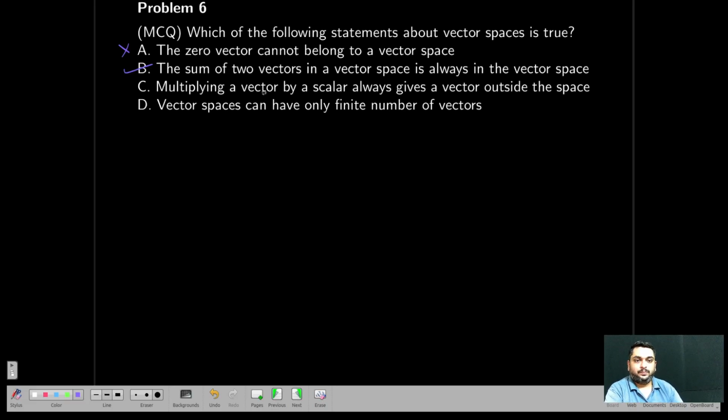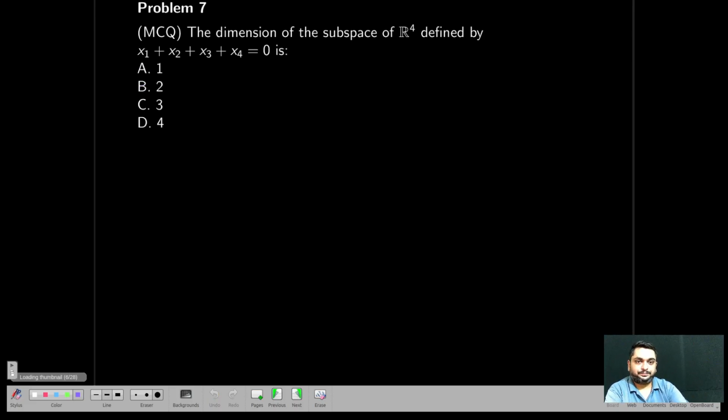Addition is closed. The addition operation is closed under vector space. This is true. Multiplying a vector by a scalar always gives a vector outside the space. No, not always. It depends on the value of the scalar. This is not true. Vector spaces can have only a finite number of vectors. No, a vector space can have an infinite number of vectors.